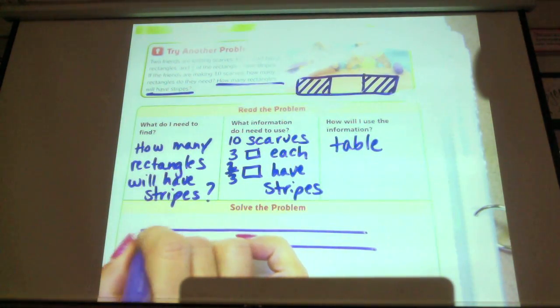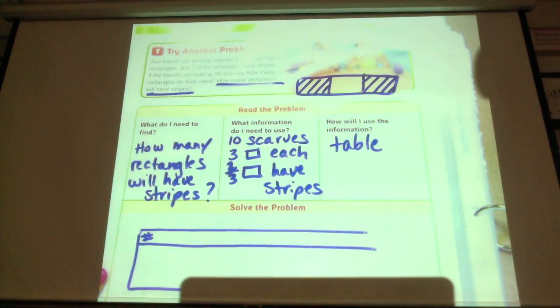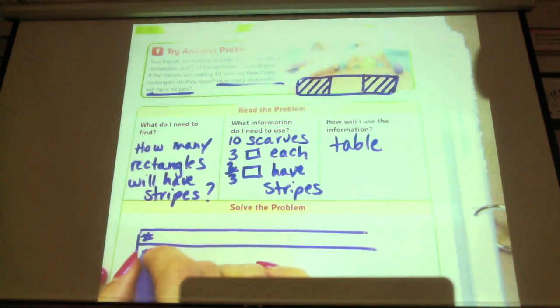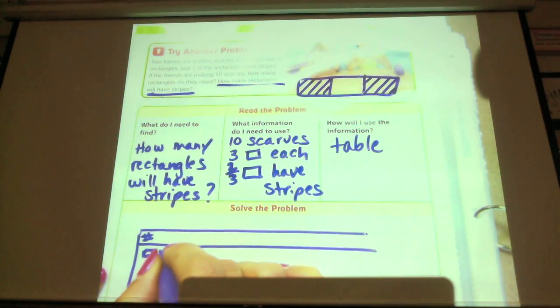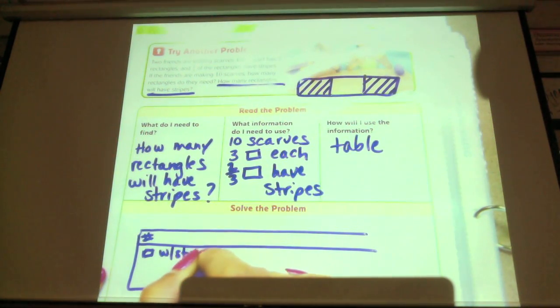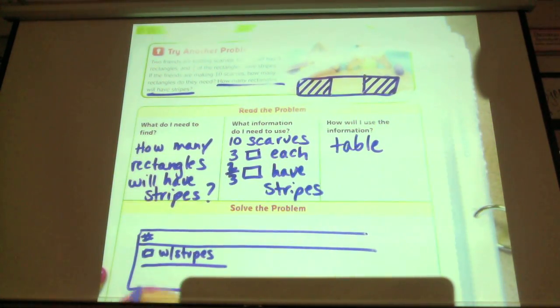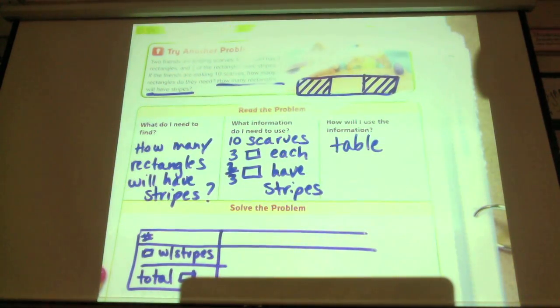I'm going to start with the number of scarves up here. I'm going to put rectangles with stripes. I'm going to just draw it this way, with stripes over total rectangles. Okay, so here's how that works.